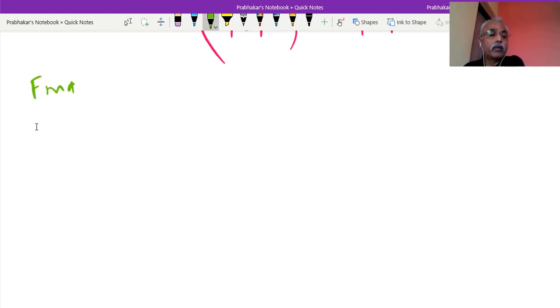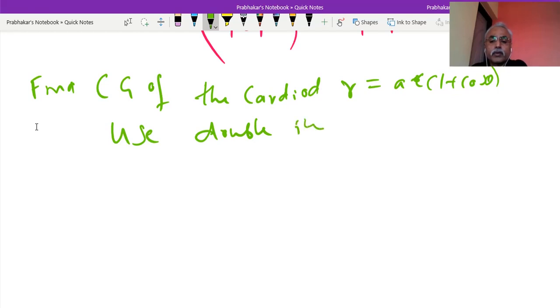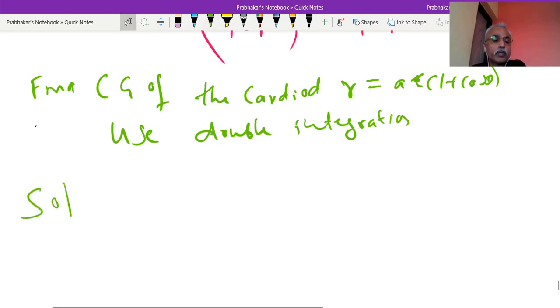Here is the last example. Find the CG of the cardioid. When the word cardioid comes, it naturally becomes polar coordinates. Find the CG of the cardioid. Use double integration. Sometimes it is written, sometimes it is not written, it is optional. In your semester you are using double integration. The first point always is, this is a question, drawing a figure.